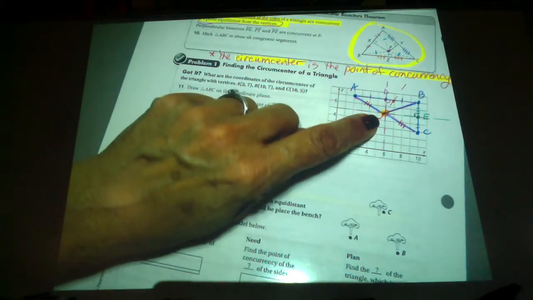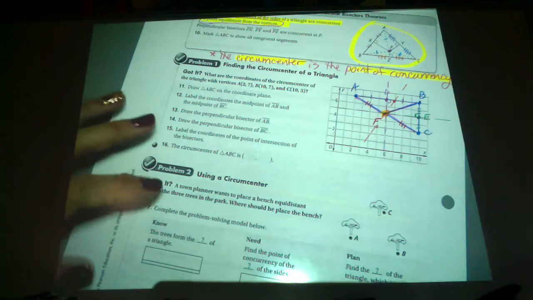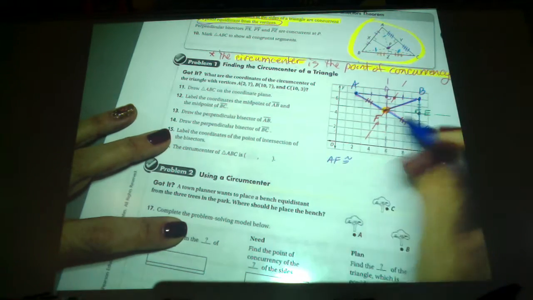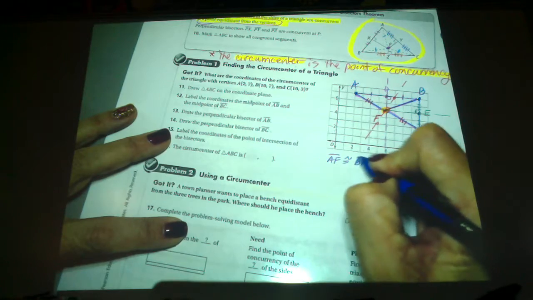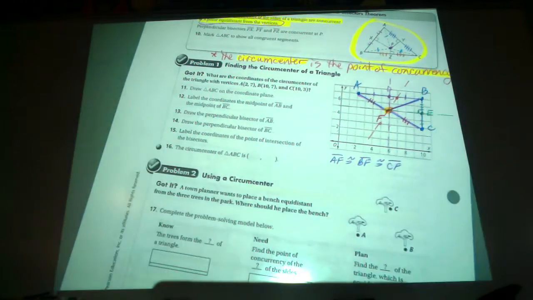Those are the distances from the vertices of the triangle to the circumcenter. They're congruent. So I know that A to F is congruent to B to F is congruent to C to F, just based upon our theorem.